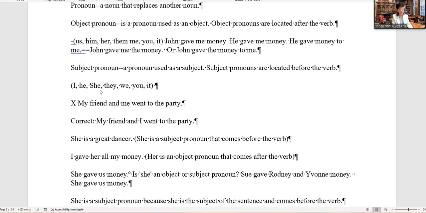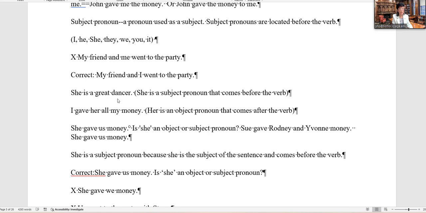Then the subject pronoun replaces my friend and I. So we say my friend and I. We don't say my friend and me, okay, because me would come after the verb. So I comes before the verb. She is a great dancer. And so she replaces Susan. So she is a subject pronoun because it comes before the verb.